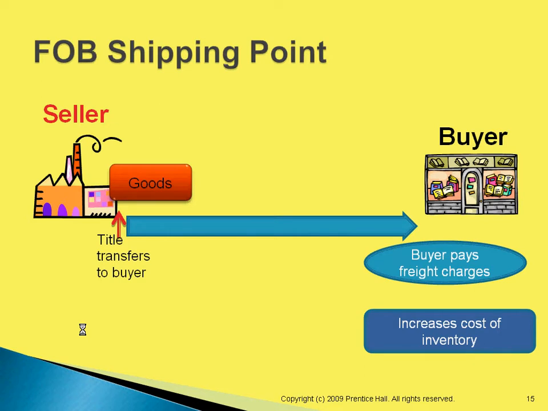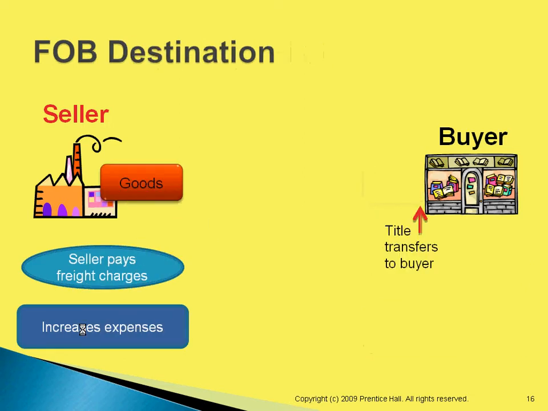Okay? So, freight in is transportation costs on purchased goods. The buyer debits inventory. Freight out is the transportation cost on goods sold. We debit delivery expense. Okay?